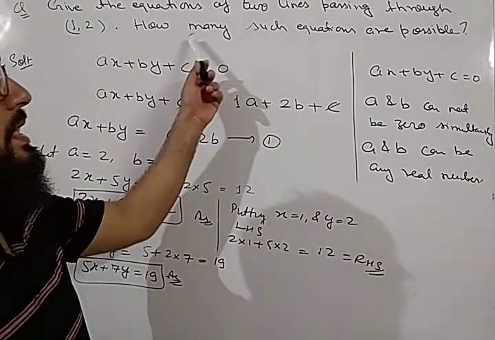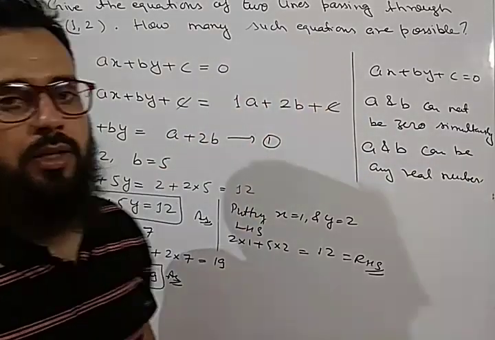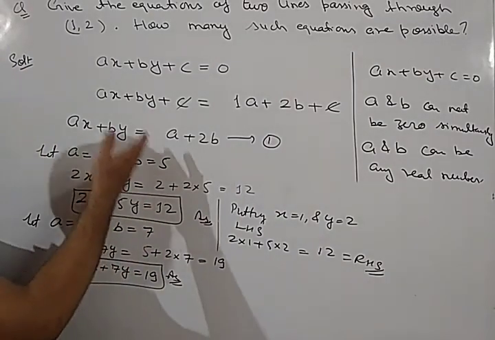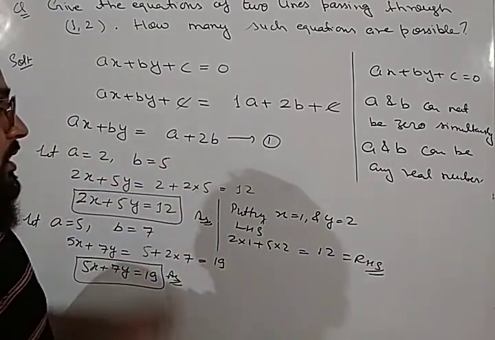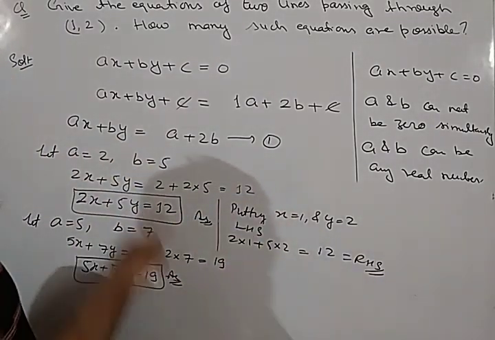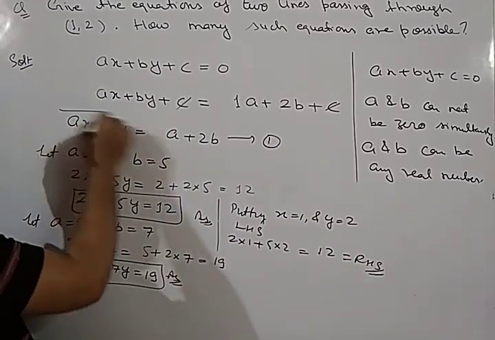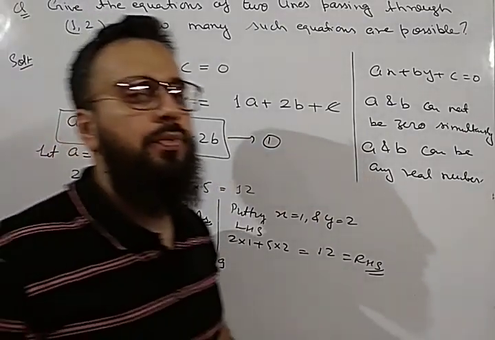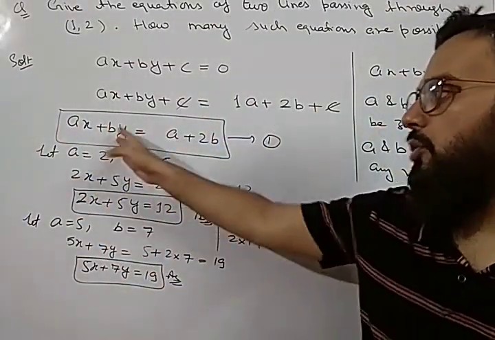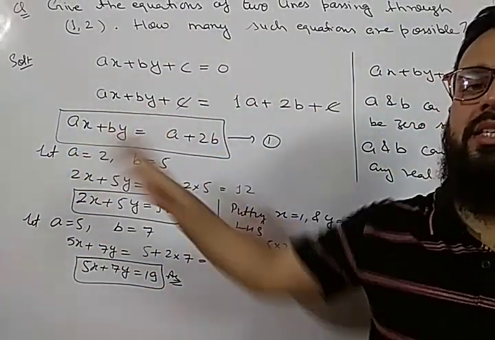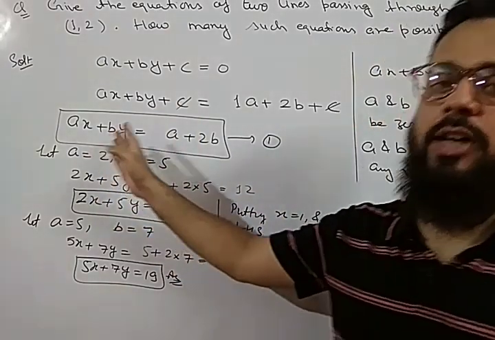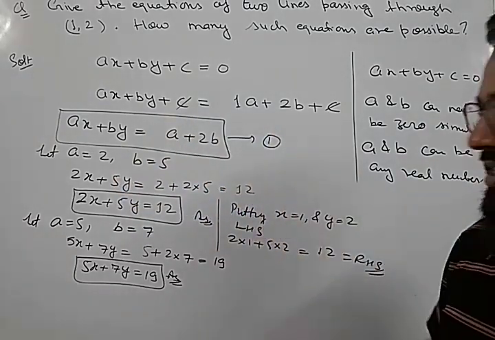Now the next part is how many such equations are possible. So how many equations can be possible? Infinite equations may be possible because we can take infinite values of a and b. This is the main condition. In this particular condition, we can put infinite values of a and b because a and b both are real numbers. They cannot be simultaneously 0, but can take any value between minus infinity to plus infinity.